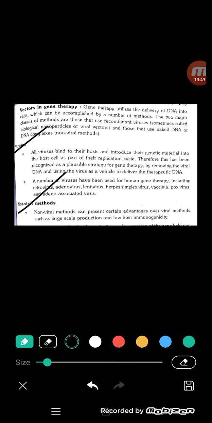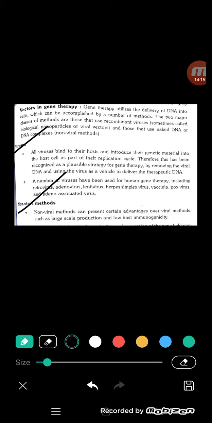So what are viral methods? All viruses bind to the host and introduce their genetic material into the host cell as part of their replication cycle. So first of all, the viruses act as vectors. The viruses are used with gene therapy techniques to introduce new genes, which are then transferred into the host cell, and in the host cell the new genes develop. That is called viral gene therapy.